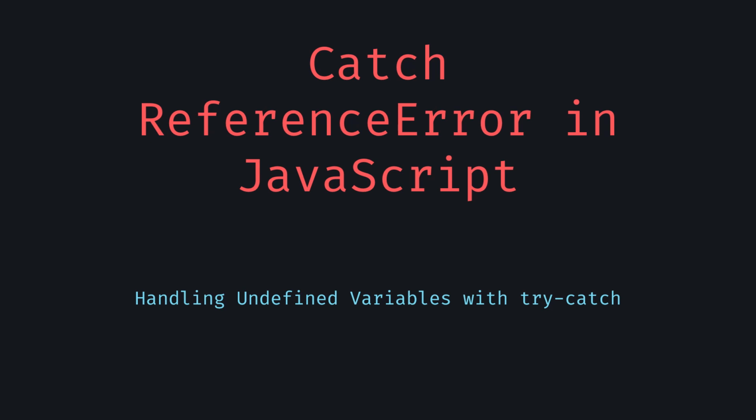Welcome back, coders. In this lesson, we're tackling reference errors in JavaScript. Specifically, what happens when you try to access a variable that does not exist. We'll use a try-catch block to gracefully handle that situation and avoid crashing our code. Stick around to learn how to spot and manage these common runtime errors.